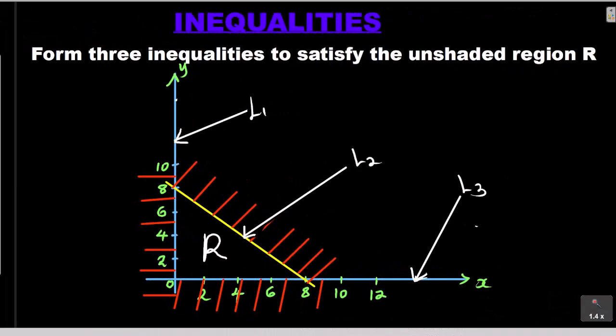Inequalities. Form 3 inequalities to satisfy the unshaded region R. So the first thing we're going to do is to identify the lines that border the required region, that is region R. Those are the lines, line 1, line 2, and line 3. Once you have identified the lines, get the equations of each of those lines.